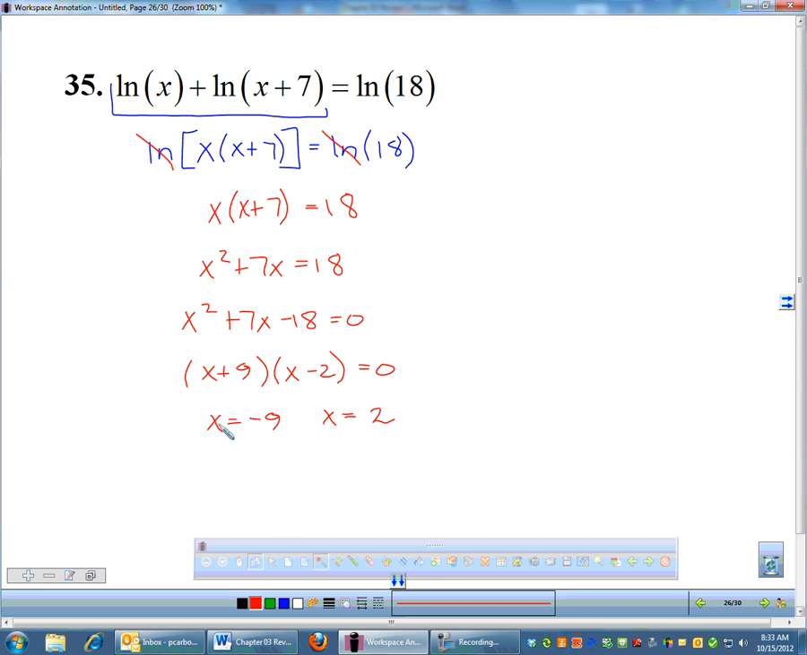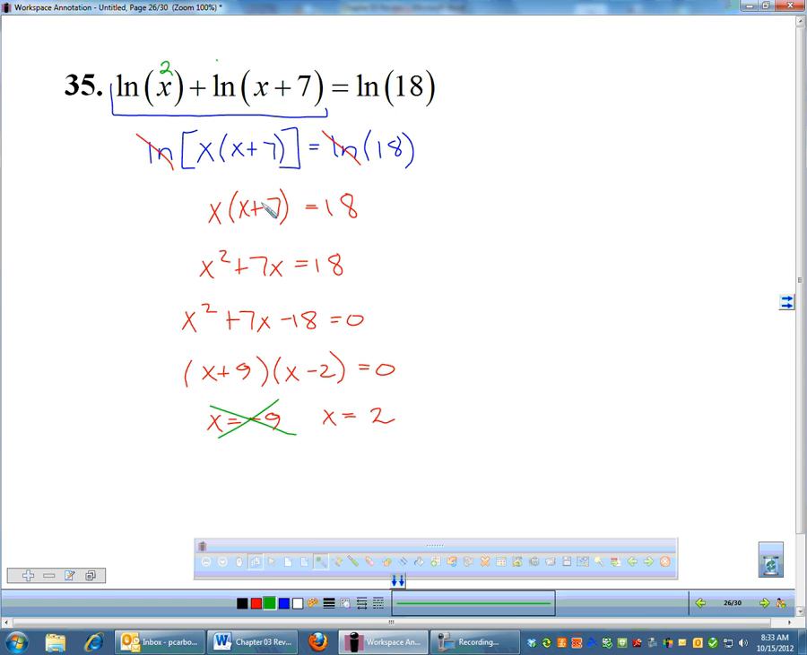Now we just have to make sure that those work. And you always test in the original problem. You don't plug in to anything that you changed. So I plug in negative 9. If I plug in negative 9, I get log of negative 9, and negative 9 plus 7 is negative 2. That's a log of a negative number. Even though my work was good, I have to throw out negative 9 because I cannot take the log of a negative number. So now I'm going to try 2 and see if that works.